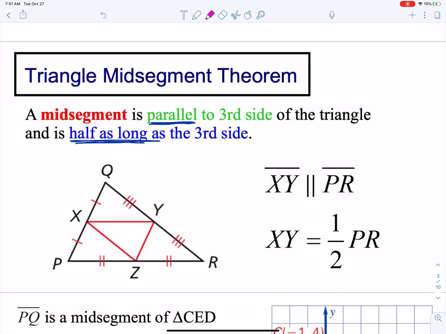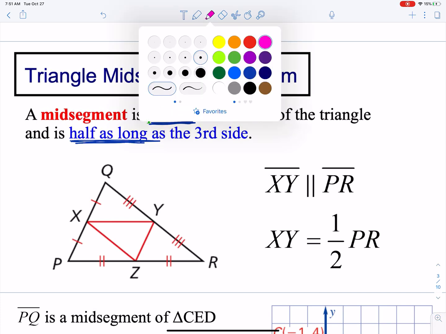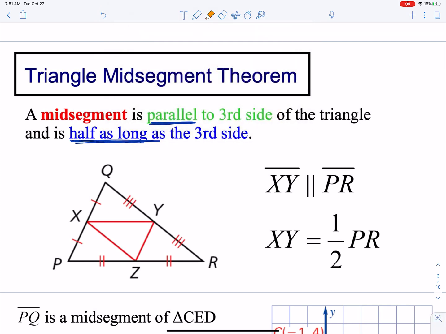So here they're referring to XY and PR. XY is our midsegment, and it is intersecting with two of the sides, PQ and QR. So therefore, the third side that they're referring to is the one that it's not intersecting with. That would be PR. So you can see both of these relationships in the theorem written out.